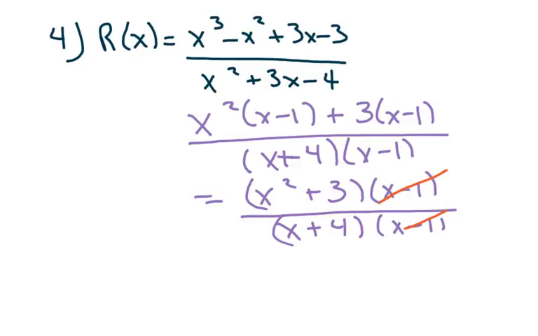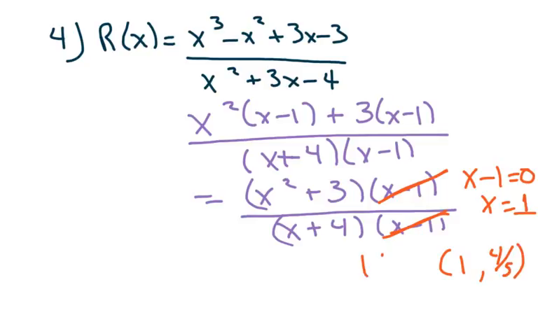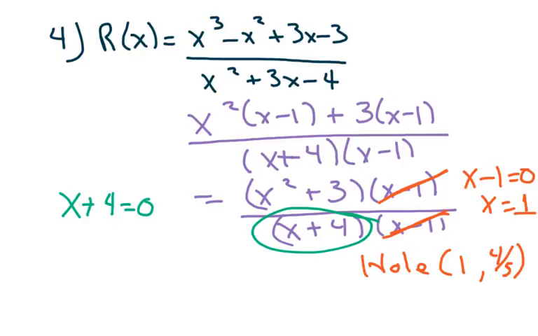These two cancel. That means I have a hole at 1, because that's x minus 1 equals 0, so my x is at 1. I cross that out. That's where the hole is. You plug in 1, and I will get 4/5. That's your hole. And then all you do, it's very simple, is take the other piece, set it to 0. So x equals negative 4, and that is your vertical asymptote.